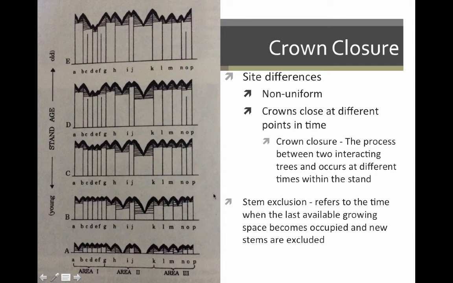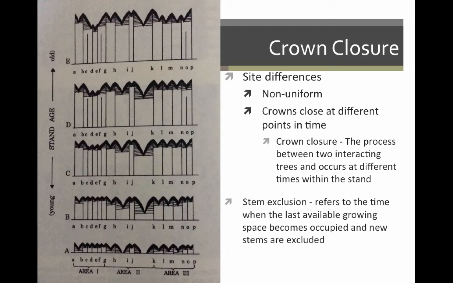And we see when these crowns touch, when they start to close, this is happening. It's not a uniform point in time. It's happening at different points in time. So we can see how at A, they're still open, and at B, the whole stand has reached crown closure. But the individual trees reach that point at different points in time.